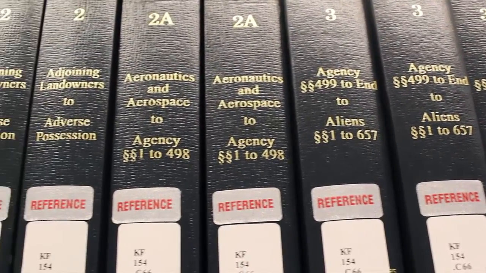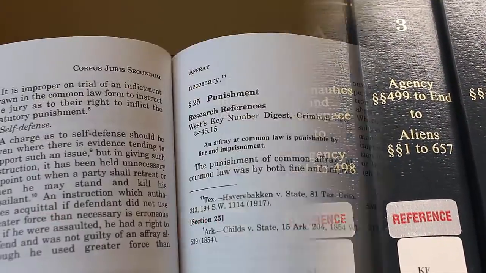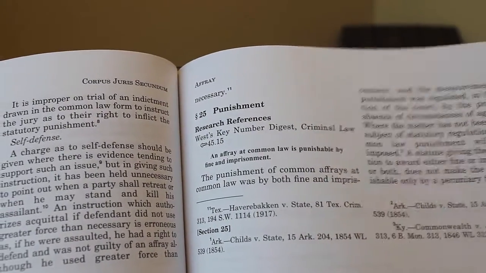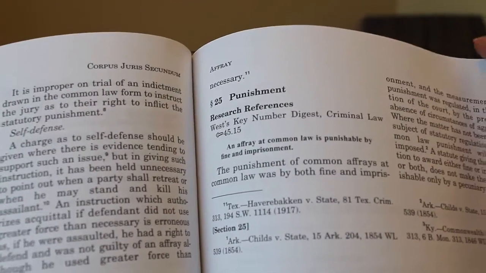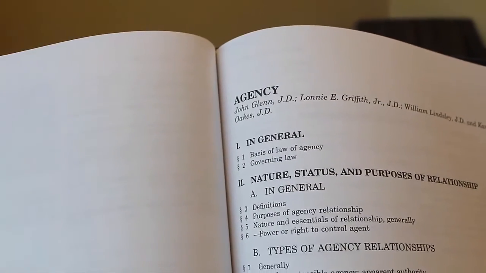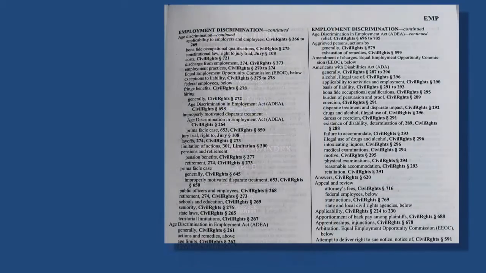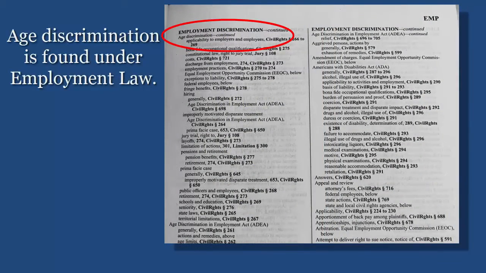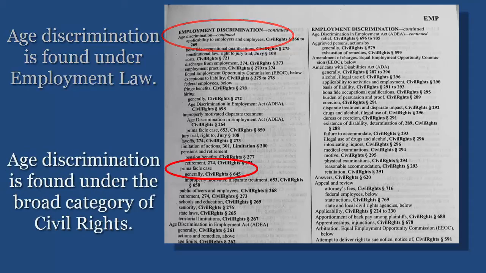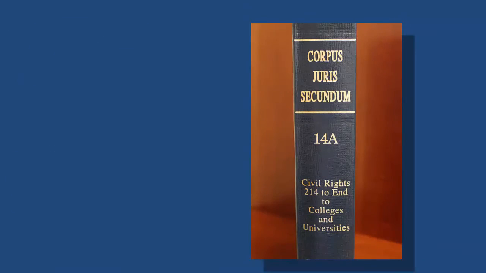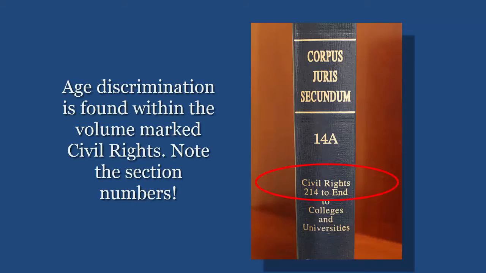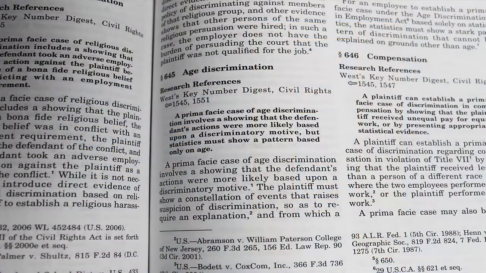For example, say you're researching the elements required for a prima facie case of age discrimination in employment law. If you go to the volume itself and look for age discrimination in alphabetical order, you will not find it. However, if you look up age discrimination in the index, you will next be directed to employment discrimination, and from there you will find your citation. Age discrimination will be found under the broader topic of civil rights, which can be found in the civil rights volume. As you can see, using a finding aid improves the speed and efficiency of your research.